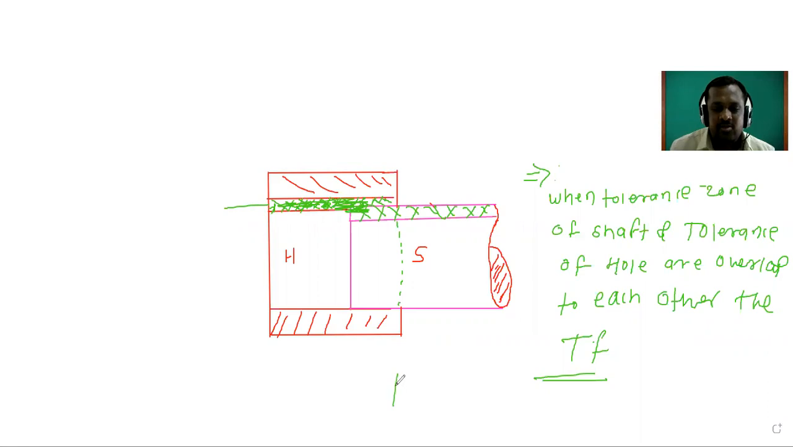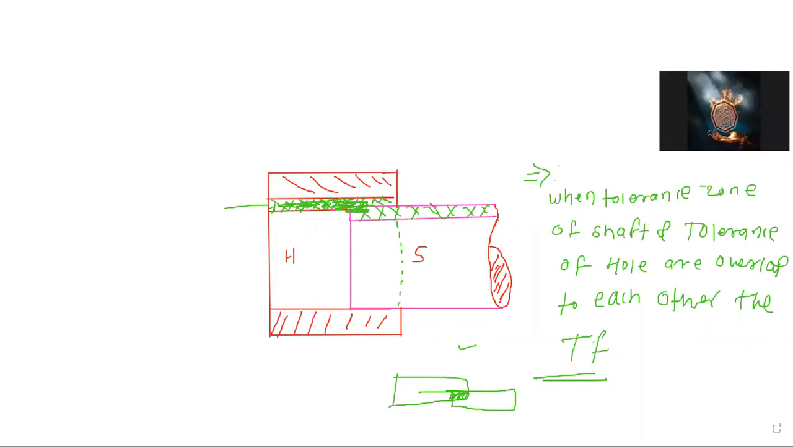म्हणजे बघा हा जर तुमचा होलचा टॉलरन्स झोन असेल आणि हा शाफ्टचा असेल, हे असा ओव्हरलॅप होणार आहे. Okay, if such conditions are there, then we can call it the transition fit. So understood? Yes. Yes, sir.